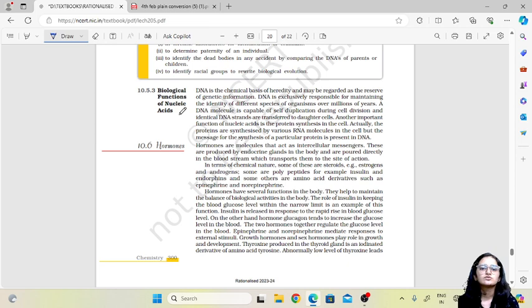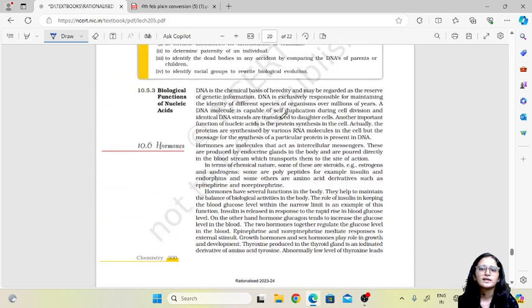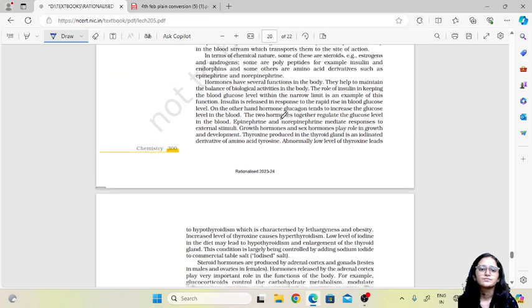Then biological functions of nucleic acid. DNA is the chemical basis of heredity and may be regarded as a reserve of genetic information. It is exclusively responsible for maintaining the identity of different species of organisms over millions of years. This is how DNA is very important to us.